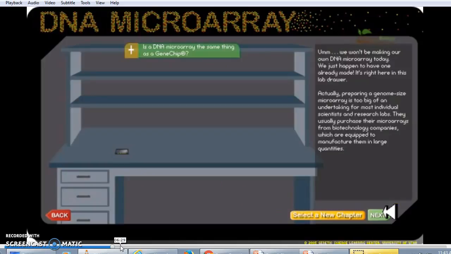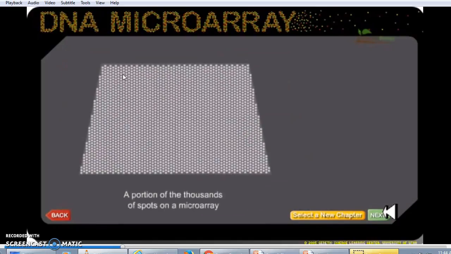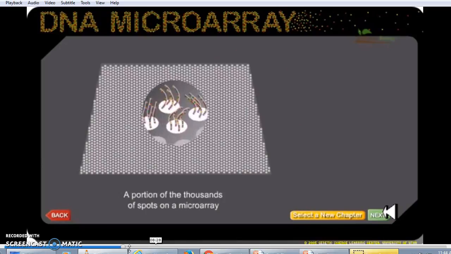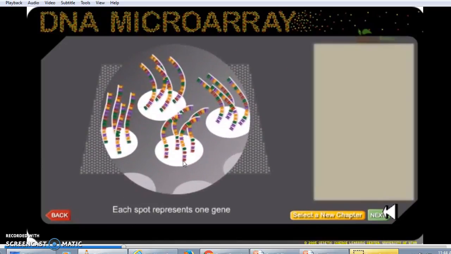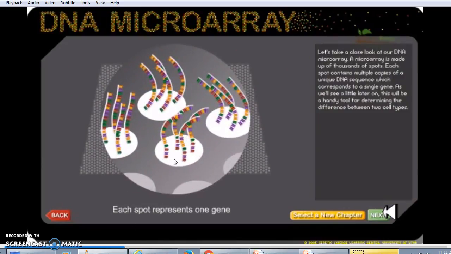microarray. Here we are also showing the sample, the DNA microarray slide. These are all the holes that are in the DNA microarray. Each hole contains a single-stranded DNA.